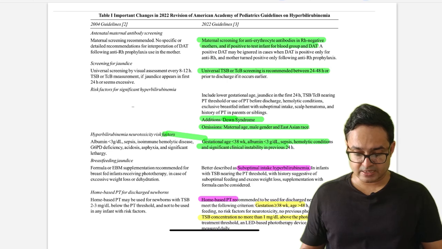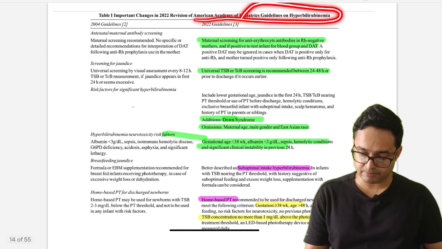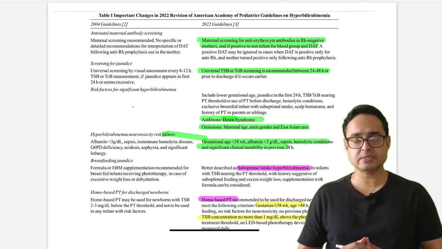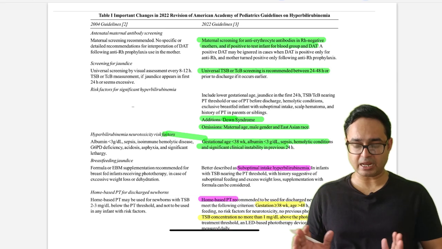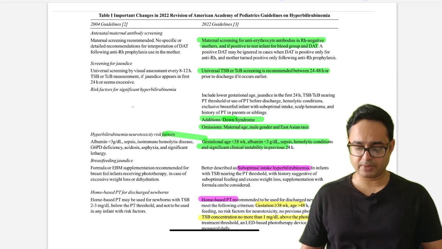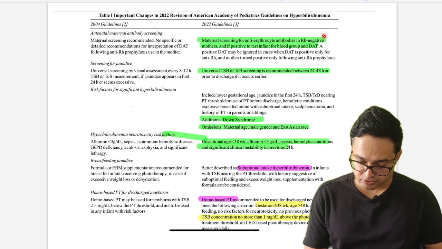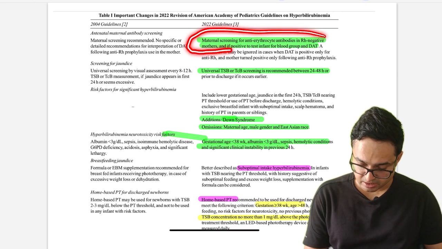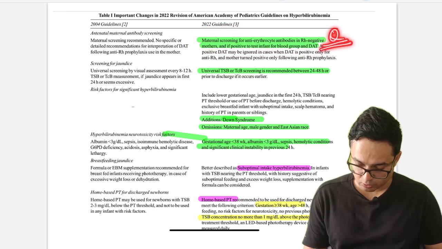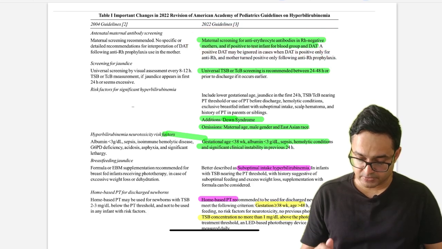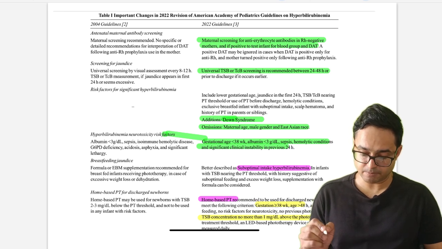Okay, so there is an important change in the 2022 revision of American Academy of Pediatrics guidelines of neonatal jaundice. So this is very much important and it is a potential MCQ. Statement based question can be asked. Just revise with me. Maternal screening for anti-erythrocyte antibodies in Rh negative mother, if positive, to test infant for blood group and DAT. So anti-erythrocyte antibody testing is required in Rh negative mother.